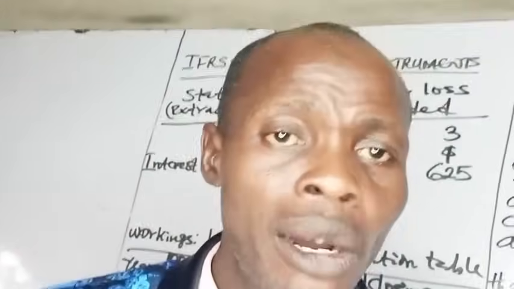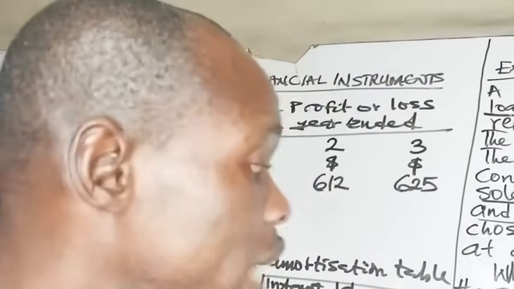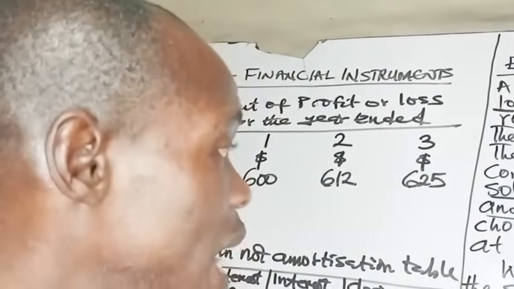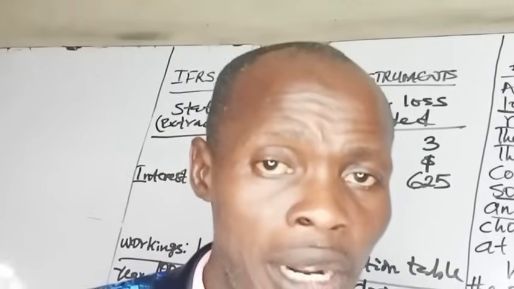So, this marks the end of the solution to the question. In my next video, I will examine the financial liability recognized at fair value through other comprehensive income.